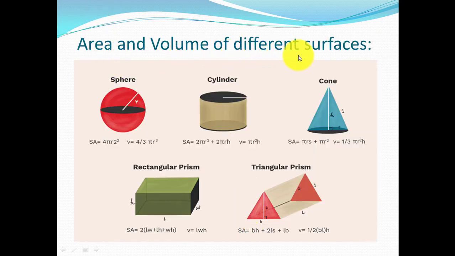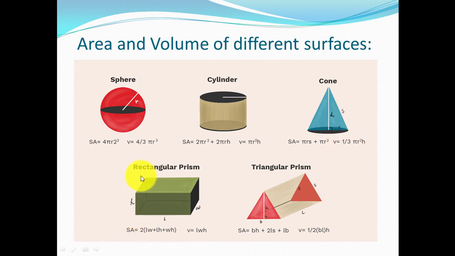Here are the area and the volume of different surfaces. We can show some different shapes, like a sphere. Its surface area (SA) is equal to 4 pi r squared, and then the volume of a sphere. Next is the cylinder, its surface area formula, and this is the formula for the volume of a cylinder. Its surface area formula for the cone, and its volume formula.